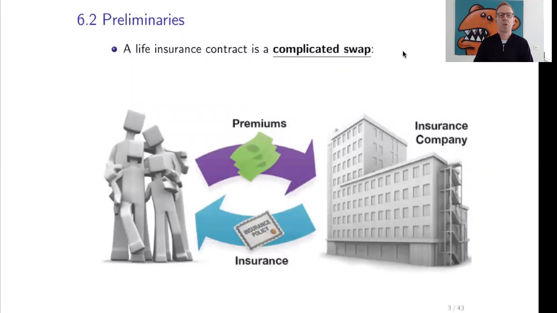What is a life insurance contract? A life insurance contract is in fact nothing else than a complicated swap. Essentially, there is a transfer of premiums from one party to another party, and there are insurance benefits that are paid from the insurance company to the client. Let us have a look more in detail at this complicated swap.